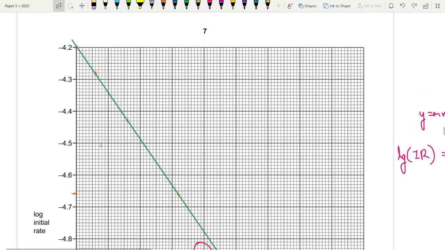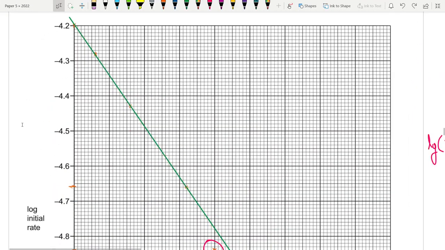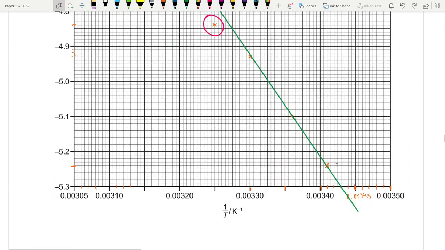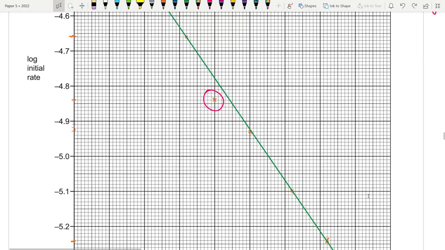This is what it looks like, the green line. Check if it matches. I made it pass through the first point and the last point as well. It passes through all the points more or less, but it doesn't pass through this point, 0.00325 and minus 4.84. That point is clearly an anomaly. This is what the graph looks like.